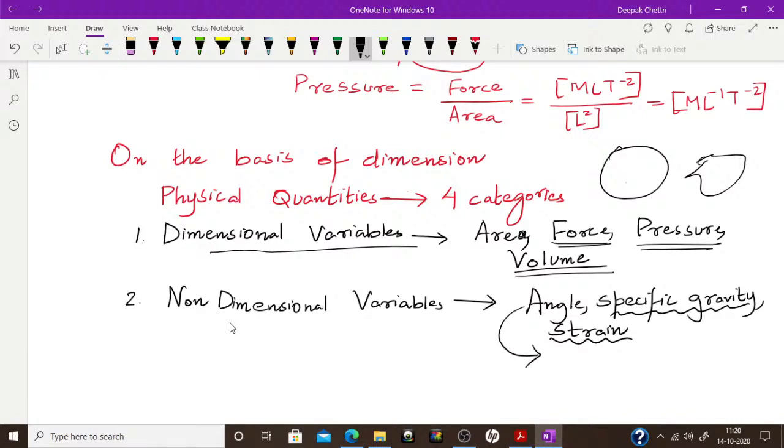Angle is something which is variable, right? Depending upon this angle, these two have different sizes, so they have different values of angle, so it is a variable and it does not have any dimension. Angle does not have any dimension. So two types of variables: dimensional variables which have dimensions, and non-dimensional variables which do not have dimensions but are variables which change.